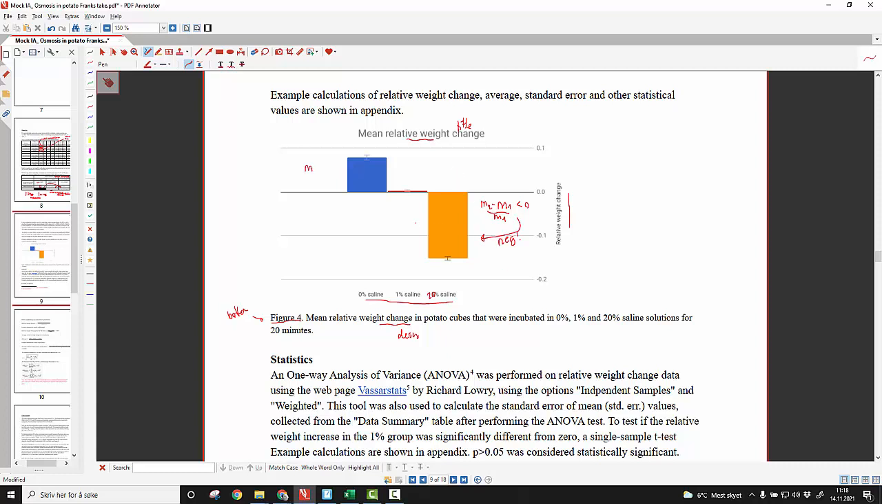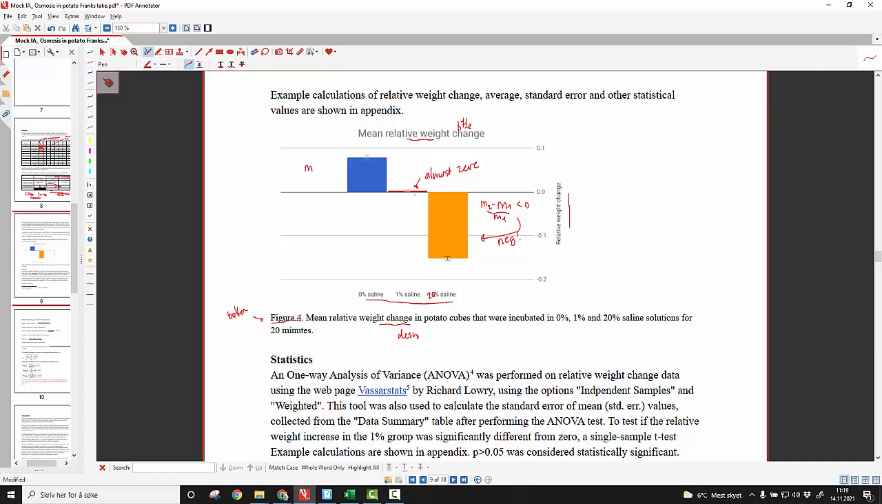It's really important that your main graph reflects the direction of the change. We also see that this is almost 0. And that is very interesting because the 1% saline is supposed to be isotonic, and in an isotonic solution there should be no change. So it would be interesting to see if that is significantly different from 0.